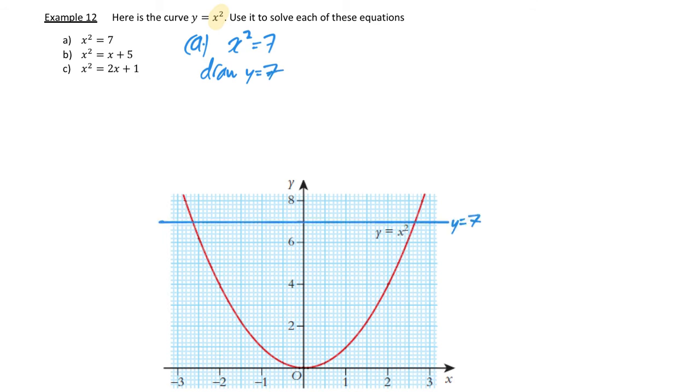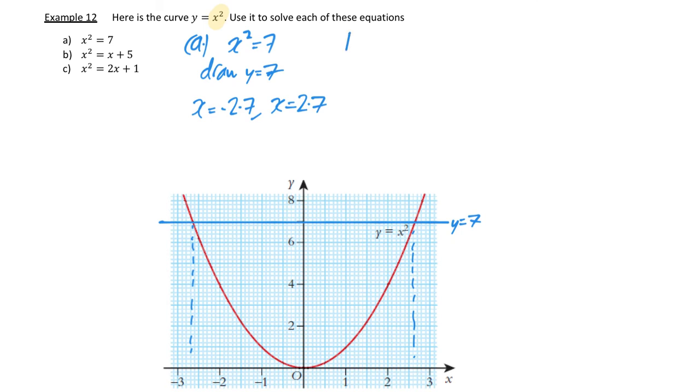You can see my horizontal line drawn. If I trace down, and I'm doing this very roughly, obviously you should measure it properly and see what you get. The x values I got were x is equal to minus 2.7, and then x is equal to positive 2.7.